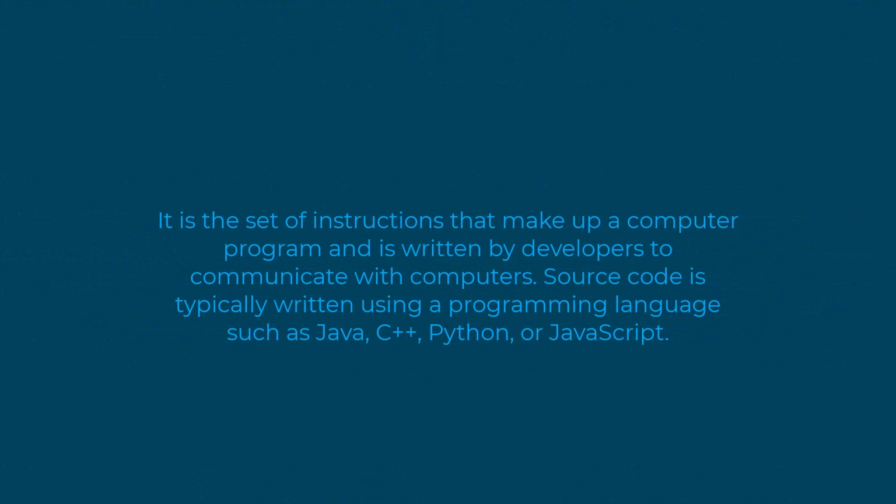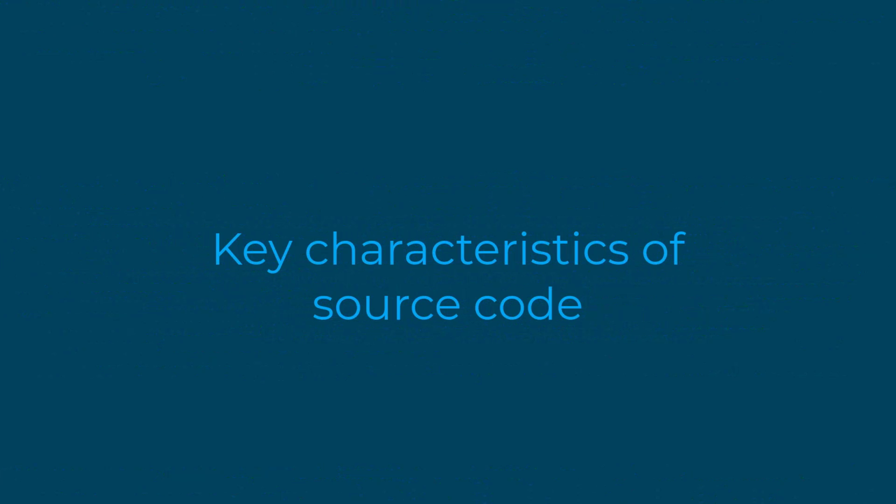Source code is the set of instructions that makes up a computer program and is written by a developer or programmer to communicate with computers. Source code is typically written using a programming language such as Java, C++, Python or JavaScript, but you have to remember that it has a few characteristics. So let's try to understand those characteristics one by one.